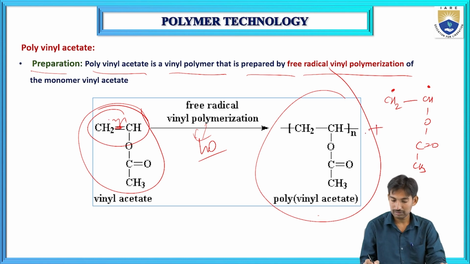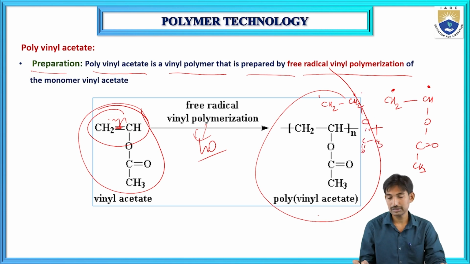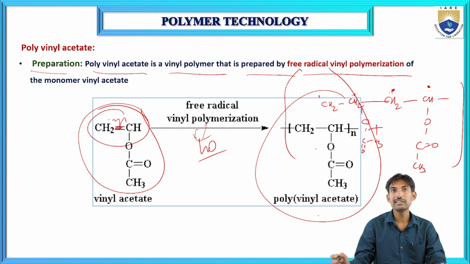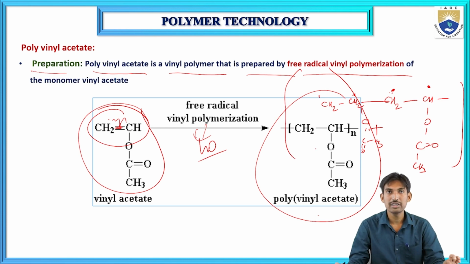Other molecules also do the same, they will undergo homolysis and form two free radicals, O-C double bond O-CH3. Then a bond formation takes place between these free radicals. Like this, it will form one linear chain that is called polyvinyl acetate.